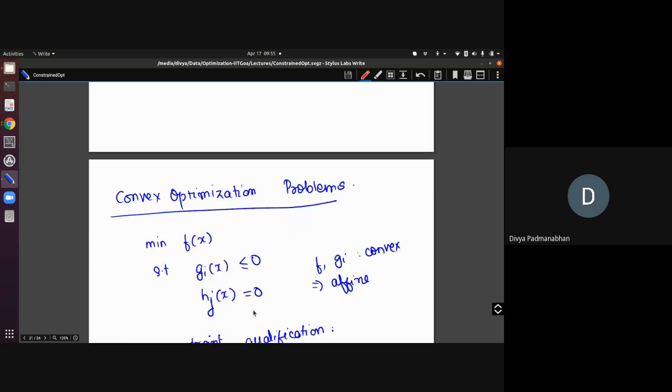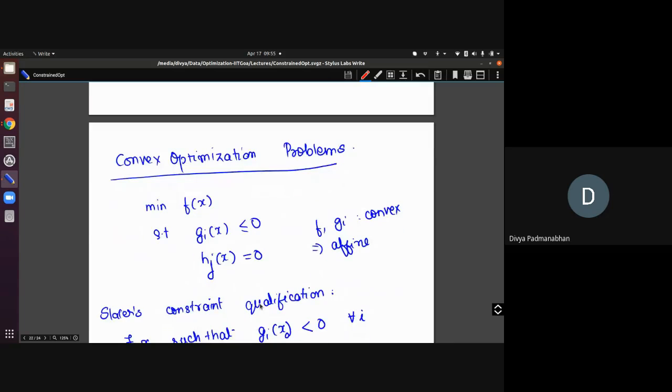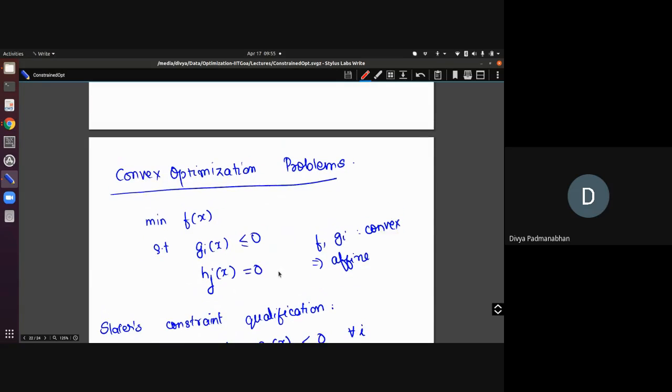So let me just go over this result. In general, we saw earlier that convex optimization problems are of this form, where the function f of x is convex, g_i(x) is less than or equal to 0, and h_j(x) equals 0. So g is a convex function. And in particular for the equality constraints, unless they are affine or linear, you will not get convexity.